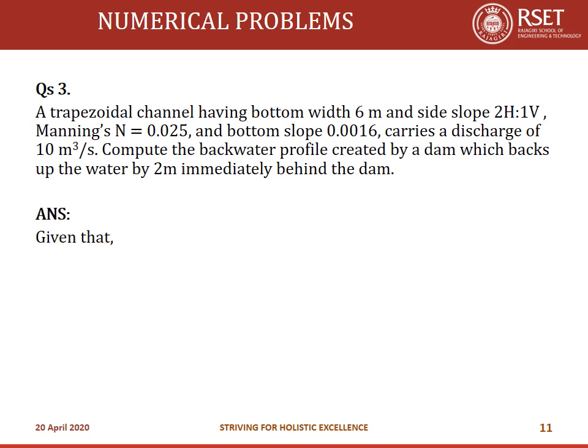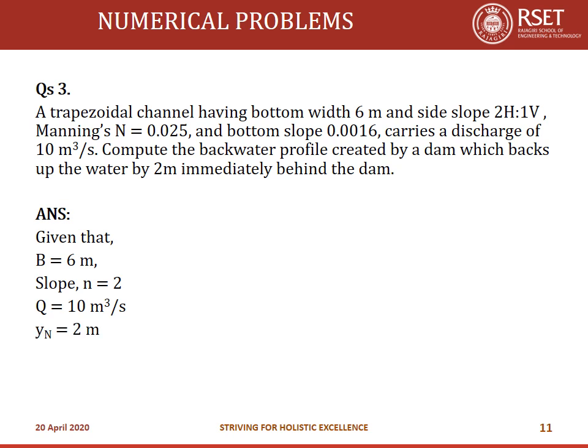So we'll write down the given data. B is 6 meter, slope is 2 horizontal to 1 vertical, so small letter n is equal to 2. You remember tan theta is equal to 1 by n. When we were studying the most economical trapezoidal channel, I had explained this to you. So small n is equal to 2. Capital Q is 10 meter cube per second.